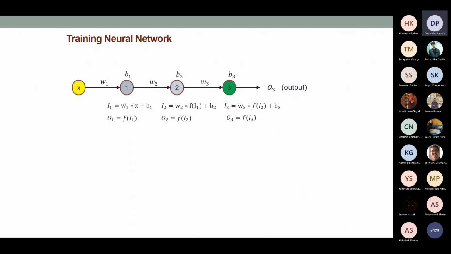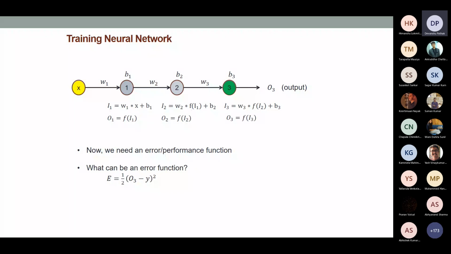I need to define an error or performance function, and the error function is going to tell how well my network is doing. Because I have to find these values, the W's and B's. What can be a possible error function? There are many error functions which we will discuss, but for the time being, we can take the squared error. So E is equal to half of (O3 minus Y) squared.